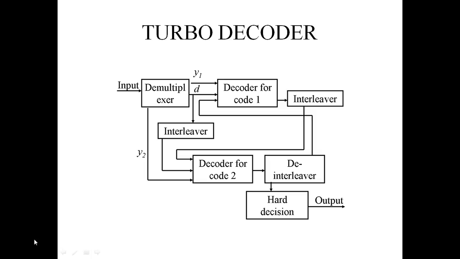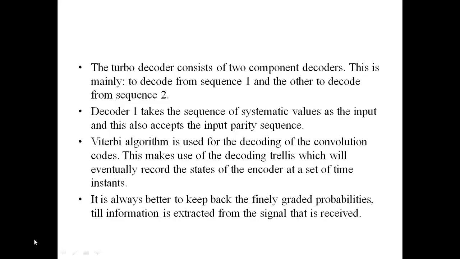From the modulator, the signals go to the turbo decoder, which receives a sequence of the received codes. The turbo decoder consists of two component decoders. This is mainly to decode from sequence 1 and the other to decode from sequence 2. The data sequence D is a soft estimate of the transmitted data. This data is sent from decoder 1 to decoder 2, but it is extrinsic, so it will not have those values.